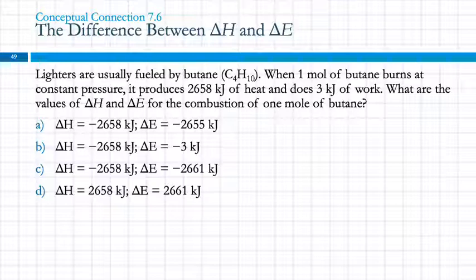So a conceptual question. Lighters are usually fueled by butane. When 1 mole of butane burns at constant pressure, it produces 2,658 kilojoules of heat and does 3 kilojoules of work. That work would be pressure-volume work, changing volume against a pressure. What are the values of delta H and delta E for the combustion of 1 mole of butane? So I just told you don't have to worry about the difference, and now I'm asking you about the difference.